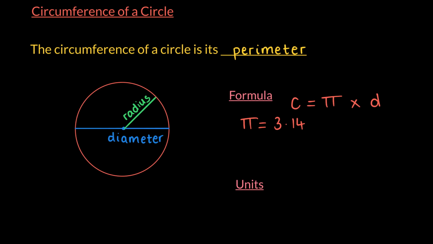The units for circumference are similar to the units that we used for perimeter of 2D shapes in the last lesson. So it's either centimetres or metres or kilometres or millimetres or whatever units you get given to tell you the length of the diameter. Use those same units to talk about the circumference, because circumference is just a length.